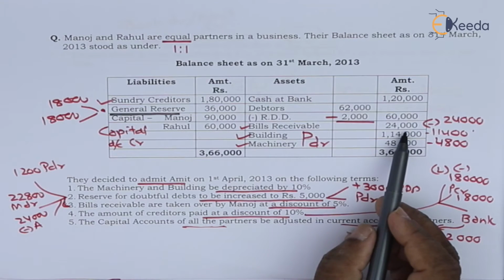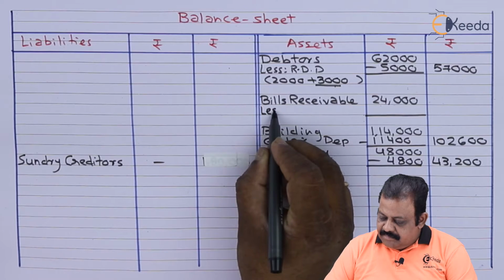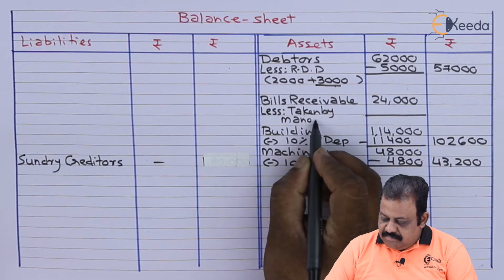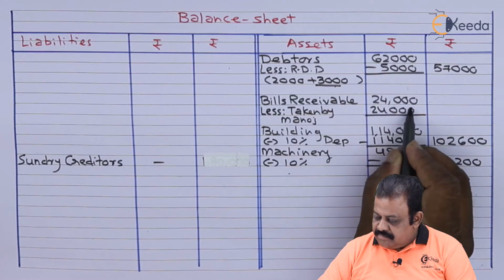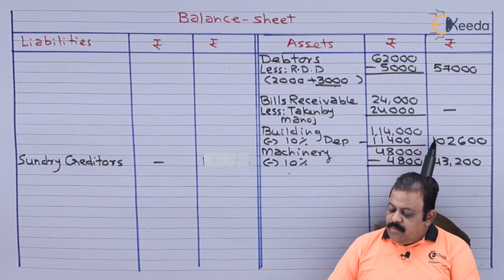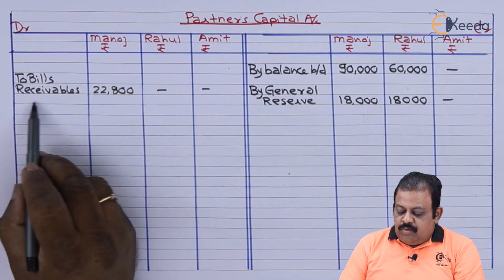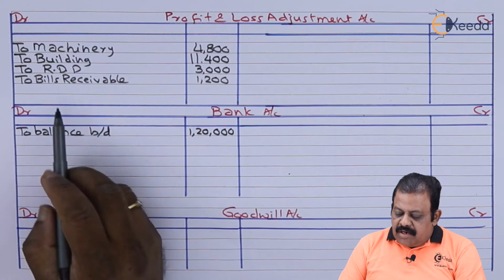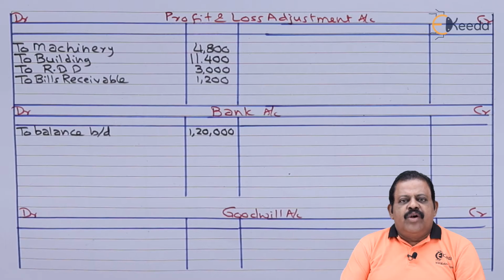Bills receivable are taken over by Manoj at a discount of 5%. Bills receivable are given here, 24,000. Taken by Manoj. So in the new balance sheet, there will not be the item bills receivable. Manoj capital account debit to bills receivable 22,800. Profit and loss adjustment account debit to bills receivable 1,200. That is the discount given to Manoj while giving bills receivable.